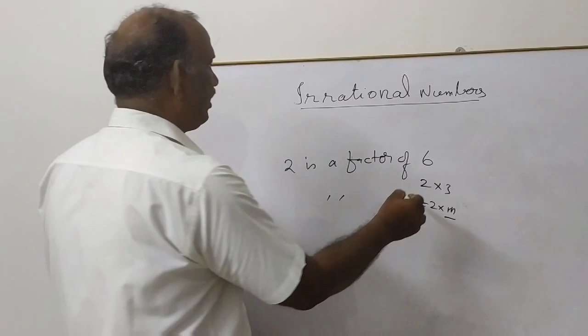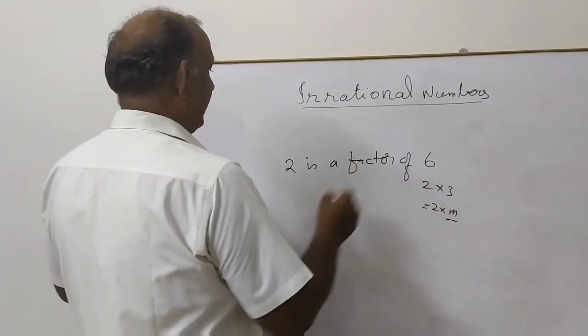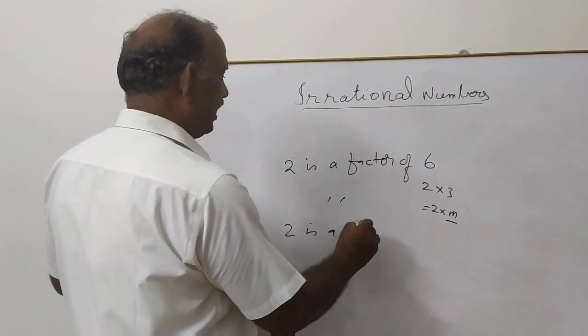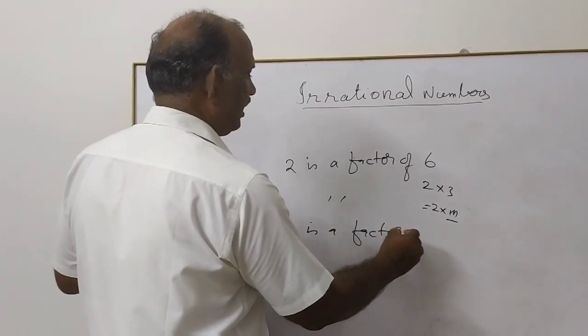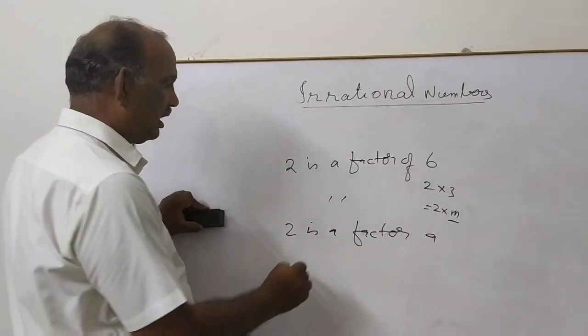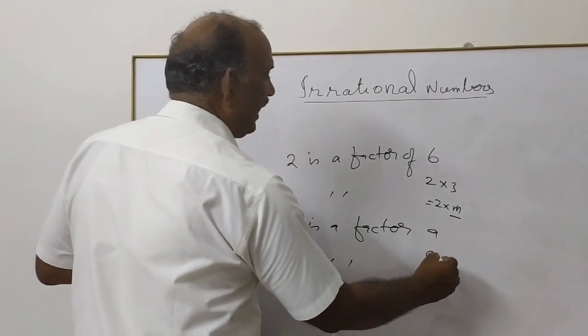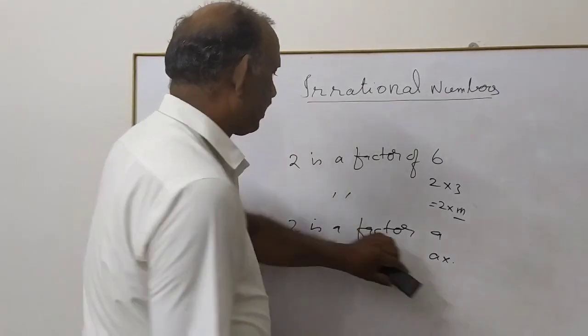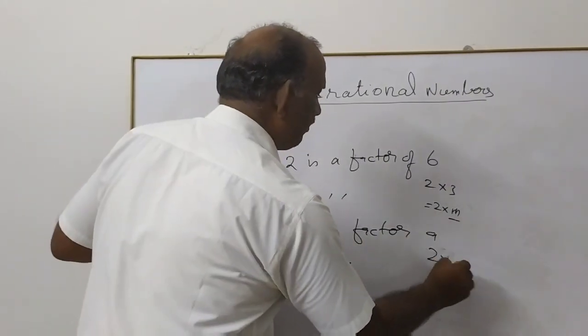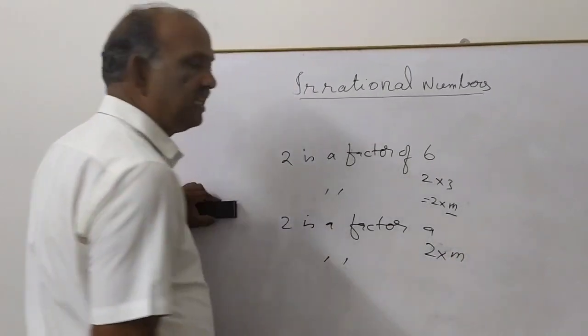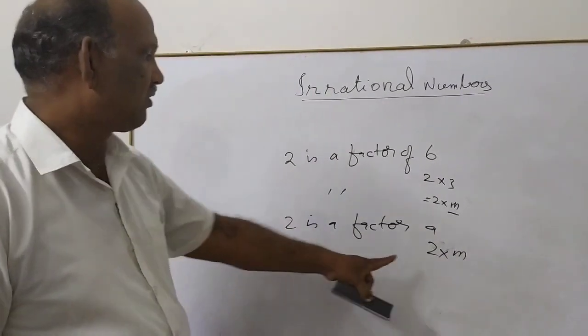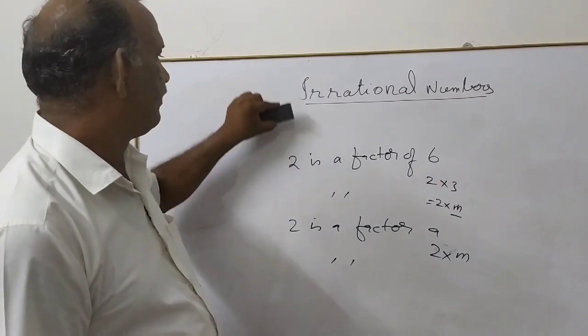So if 2 is a factor of A, that means A is 2 into some number, or 2 into some other number: 2 into M, 2 into C, like that we have to take. First we have to understand this concept.